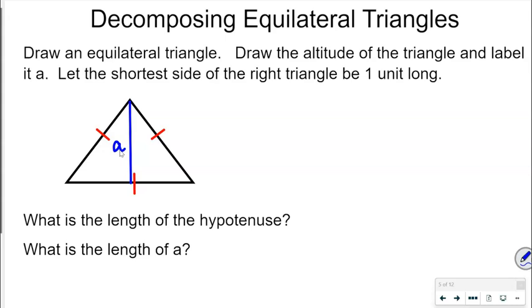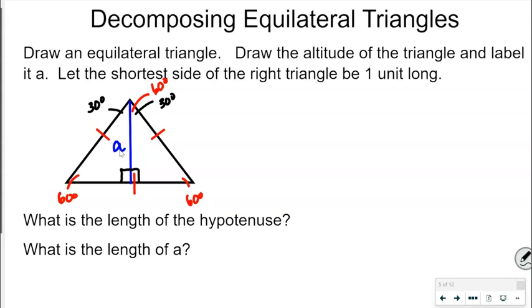Wait, let me go back a minute. If this is an equilateral triangle, then all the angles are 60 degrees, right? Because 180 divided by 3 is 60. I should have said that at the beginning. Then when we draw this altitude, it's a right angle to the base, and it also bisects that top 60 degree angle. So now this is 30 over here, and this is 30 over here. Now we have a 30, 60, 90 triangle.